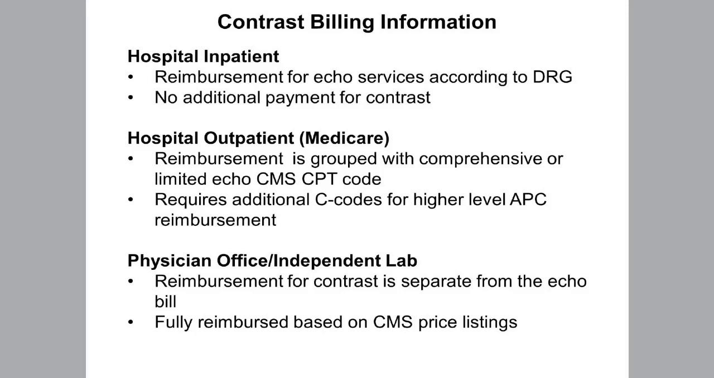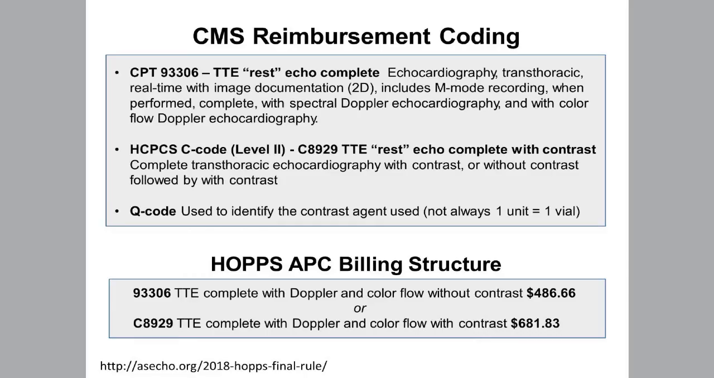I've got the contrast billing information, one of the slides, up there. This shows you the differences between hospital, HOPS, and individual physician reimbursement. And then here are some of the CMS reimbursement codes. For example, for a resting transthoracic echo, I've got the standard CPT code. Then you have to add in the HCPCS C code, which would be C8929. And then the Q code essentially is a link to the different contrast agents, and that's Q9955 through 57, or now Q9950 for sulfur hexafluoride.